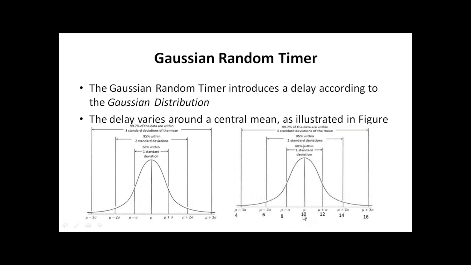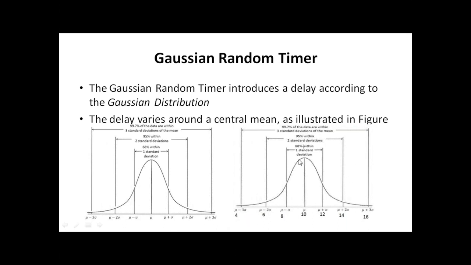Let's say the mean is 10 seconds and the variance is 2 seconds. So mean minus variance, 10 minus 2, is 8. Mean plus variance, 10 plus 2, is 12. Then again, 8 minus 2 is 6 and 12 plus 2 is 14. Again, 6 minus 2 is 4 and 14 plus 2 is 16. So this is how you distribute it in the graph, based on the mean and the variance.